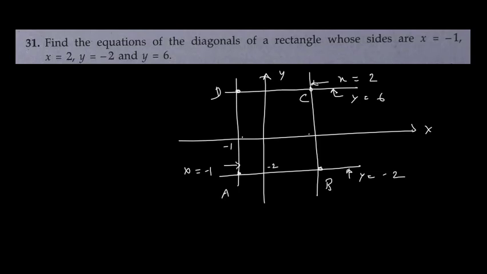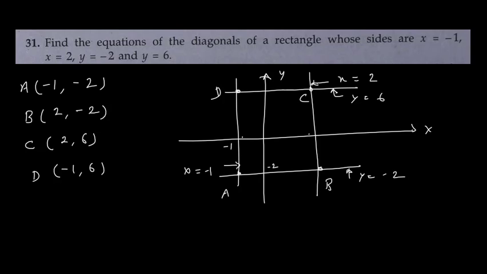Now easily you can identify the coordinates of ABCD. The coordinate of A along x-axis is minus 1 and along y-axis is minus 2, so it is (minus 1, minus 2). The coordinate of B is (2, minus 2). The coordinate of C is (2, 6), and finally the coordinate of D is (minus 1, 6). Find the equations of the diagonals of the rectangle.